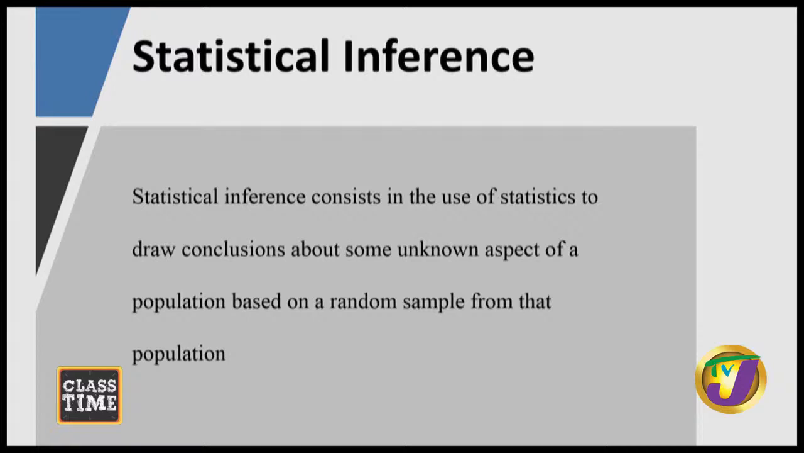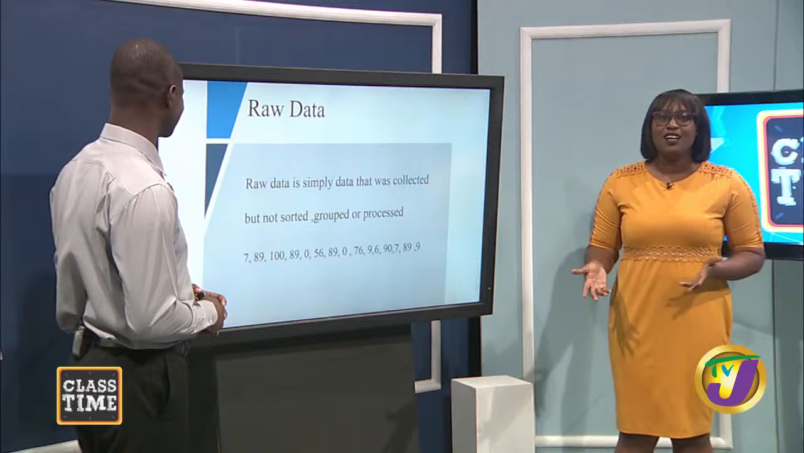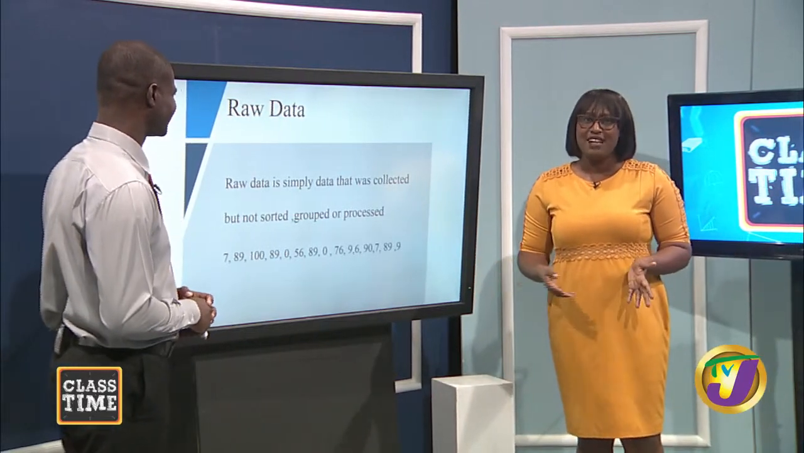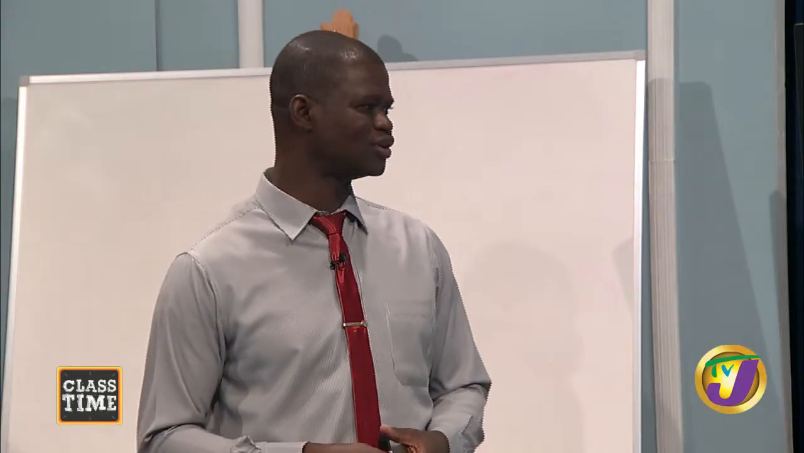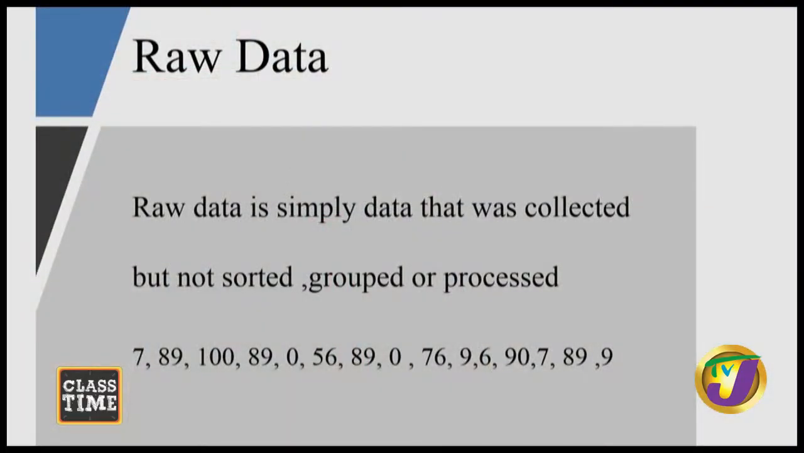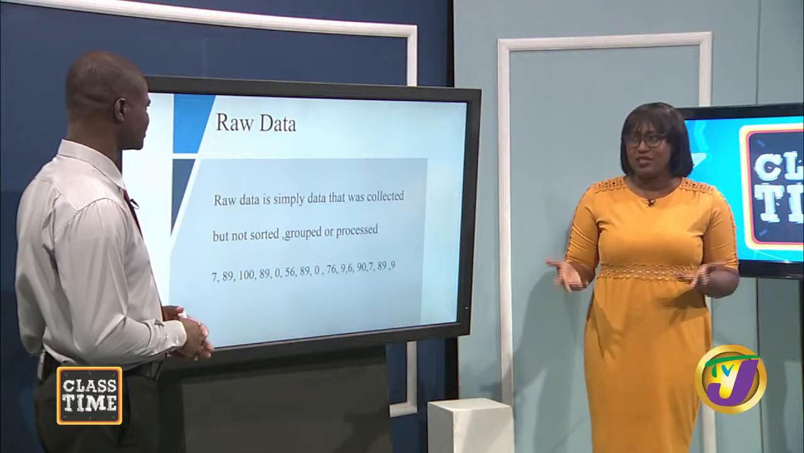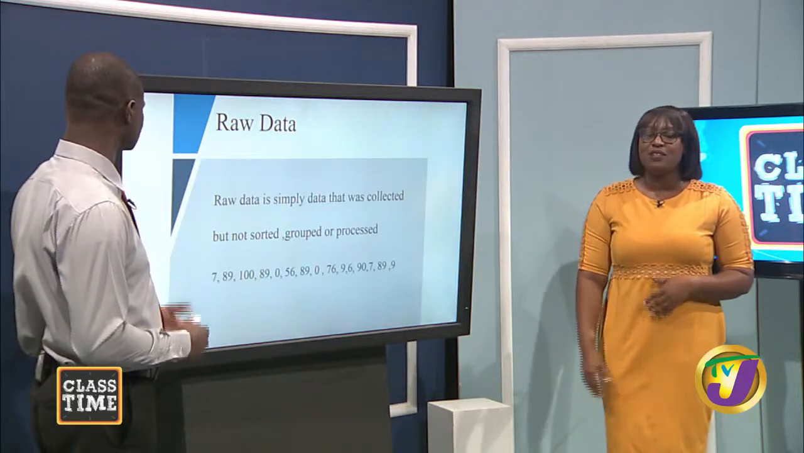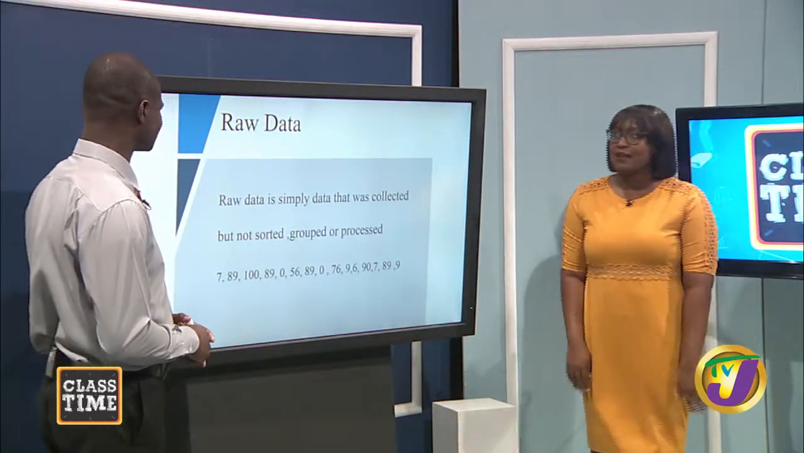Definitely. All right. So we're investigating some things today. Raw data. A lot of you have come across raw data in your investigations in doing statistics, right? What is that? Well, raw data is simply data that was collected but not sorted, grouped, or processed. So it's like uncooked data. If I went into a class, for example, and I just asked for the heights of students in the class, I collect all the heights of those students. That would be my raw data, the uncooked data. And here you see we have some examples of raw data. We just have some numbers here. It can mean anything. So we have an example here.